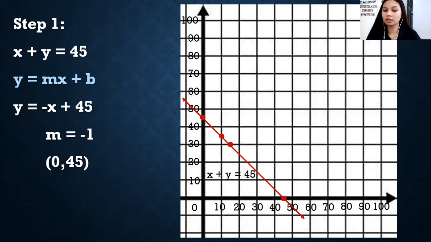Basta, as long as, dapat i-visualize nyo muna kung magsasatisfy ba yung graph nyo dun sa slope po ninyo. Okay? Hindi pwedeng yung slope nyo is negative pero yung inyong graph is nag-rise papuntang right. Mali po yun. Okay?